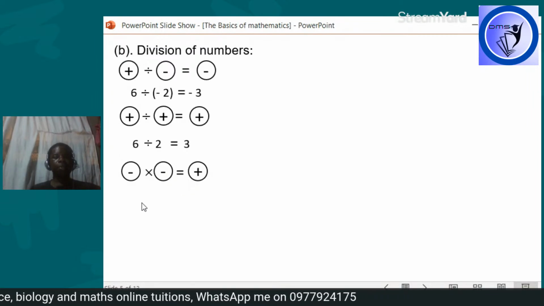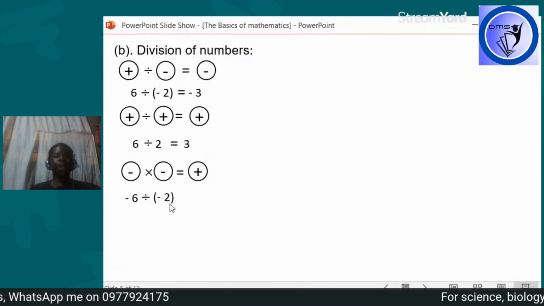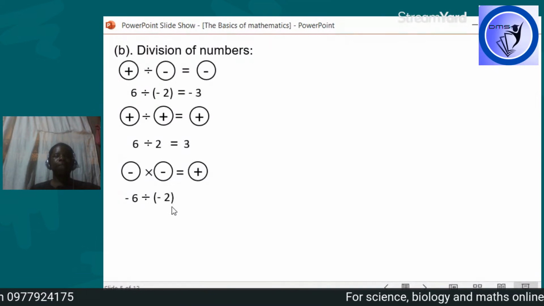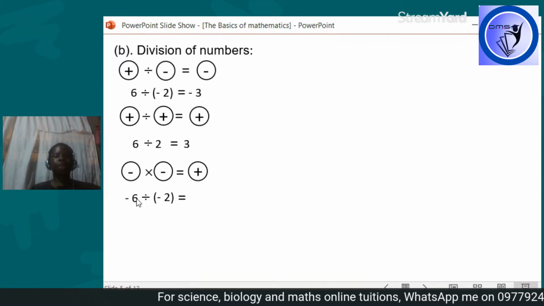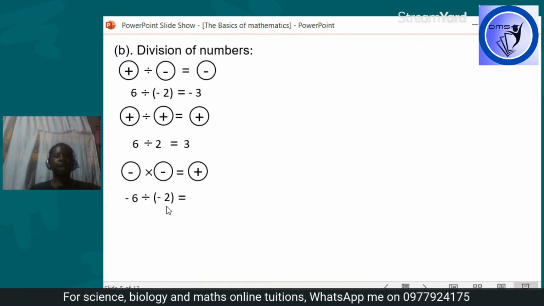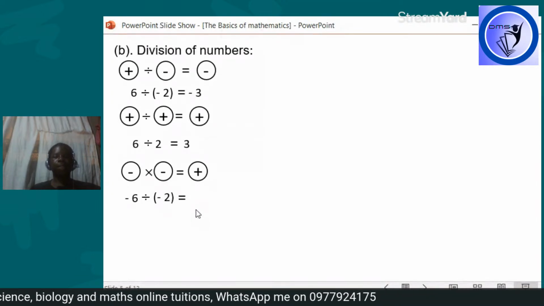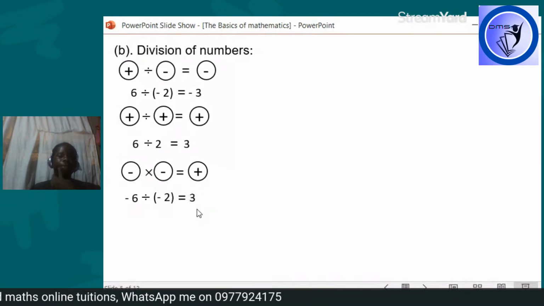So let's say we have negative 6 that we are dividing by negative 2. Definitely the final answer will be positive. So we'll have negative 6 divided by negative 2, which will give us a positive 3.